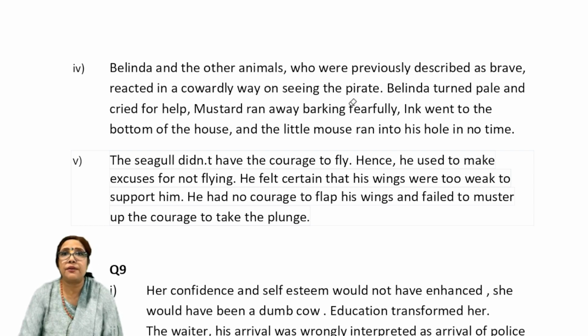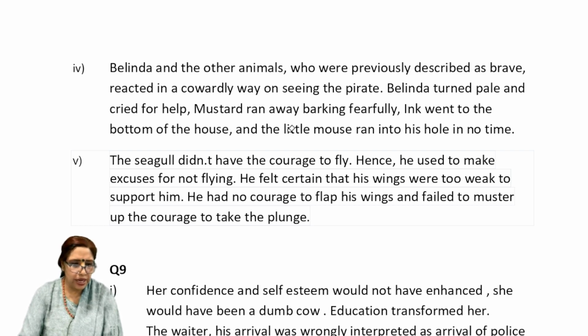And how did Belinda react? She turned pale and cried for help. Mustard ran away barking fearfully. Ink went into the bottom of the house, and the little mouse ran into his hole in no time. So these are the details which the answer required. I hope everyone has written these details in the answer. Now we come to the next one.